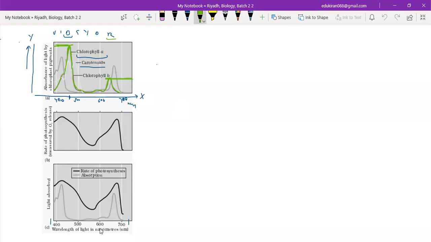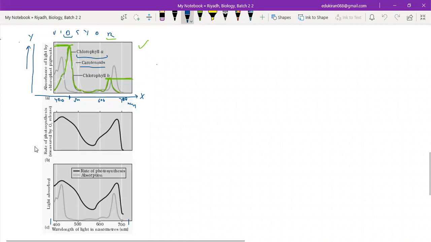Now let me ask you one question. Okay, so the first graph is clear to all of you? Yes, sir. Okay, let's go to the second one. Now this shows rate of photosynthesis. And how can you measure the rate of photosynthesis?